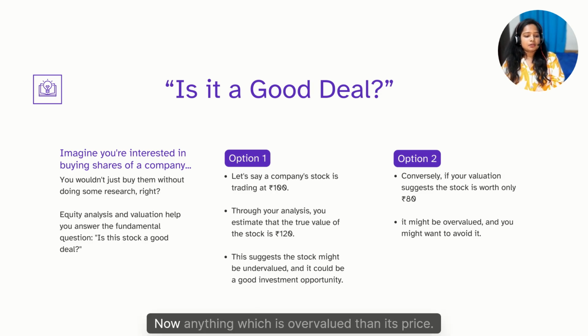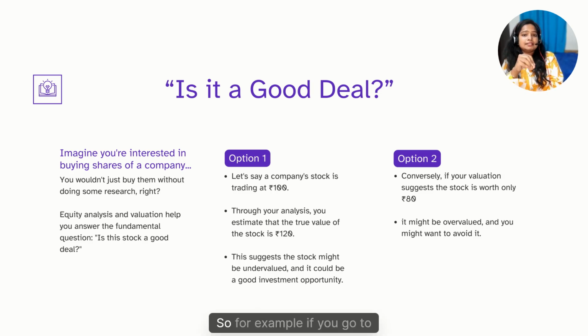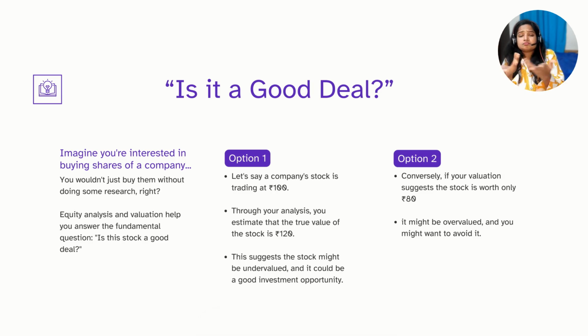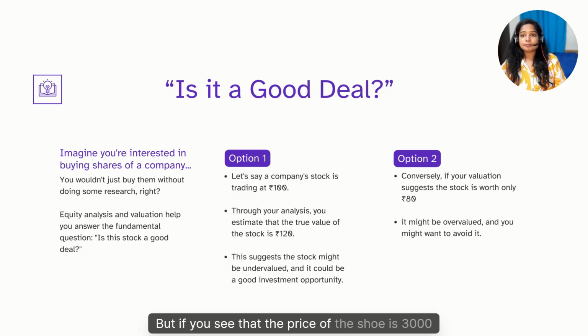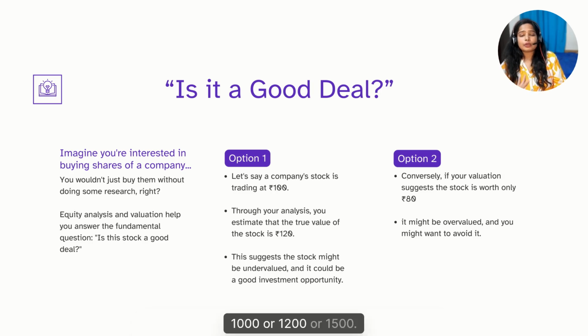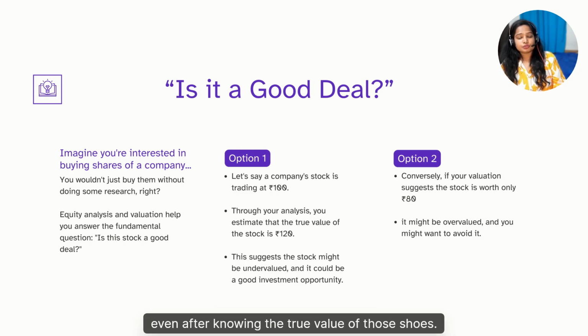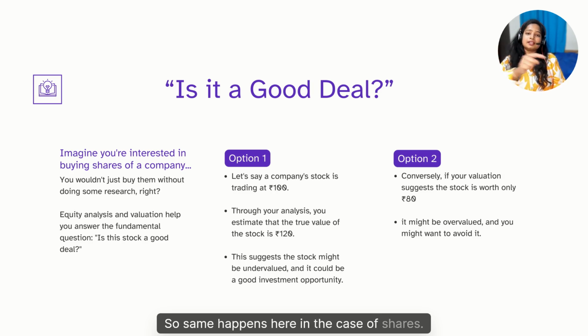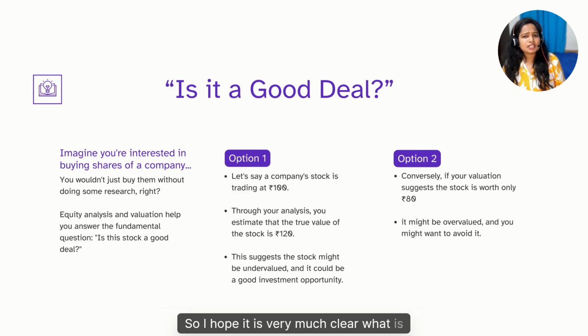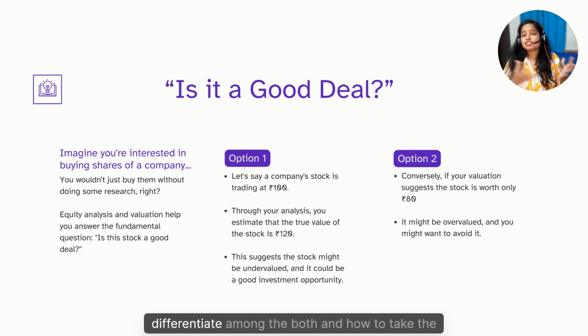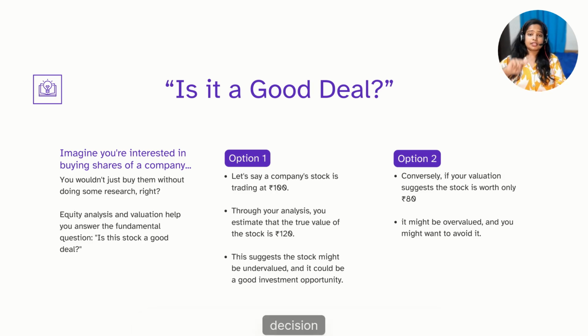Okay, now anything which is overvalued than its price. So for example, if you go to a shop for purchasing a shoe, but if you see that the price of the shoe is 3000 rupees, whereas the actual price should be around 1000 or 1200 or 1500, so that means the price is overvalued definitely. So you will try to ignore that, right? Not purchase it even after knowing the true value of those shoes. So same happens here in the case of shares. So I hope it is very much clear what is undervalue, what is overvalue, and how to differentiate among the both and how to take the decision.